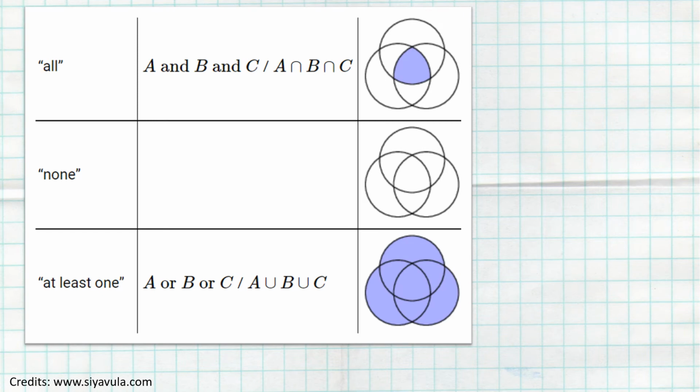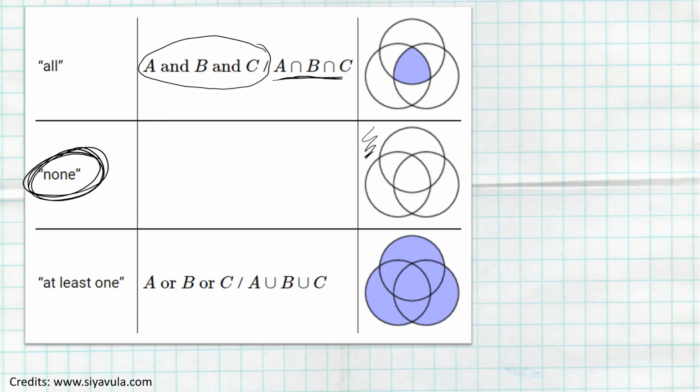Okay, just some key highlights. Here at the center where it is highlighted, it is the intersection for A and B and C. It can be represented like this, or they can use the intersection symbols. A and B and C is the intersection for all 3 events. Then we have none, which means it's outside. If they are to highlight it, they will highlight the outside.